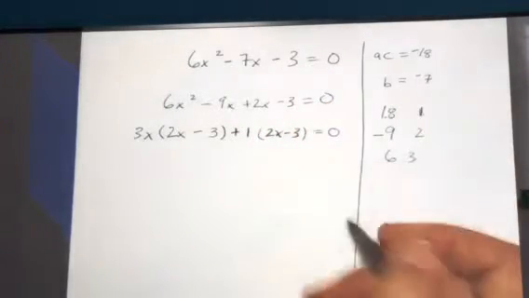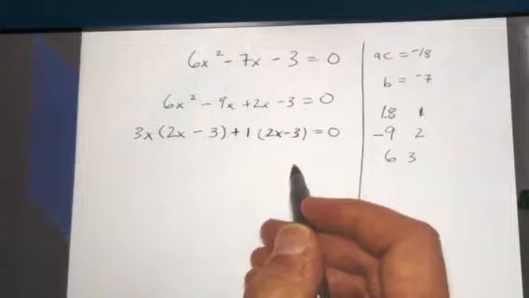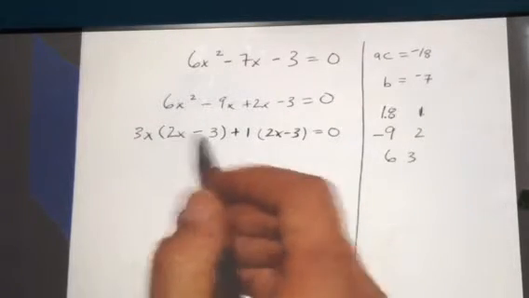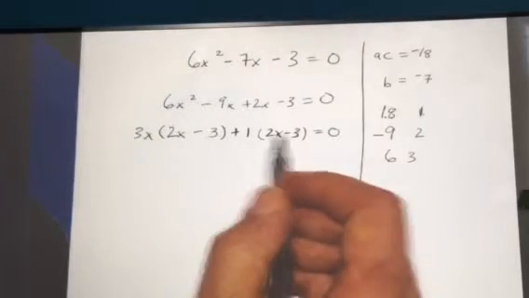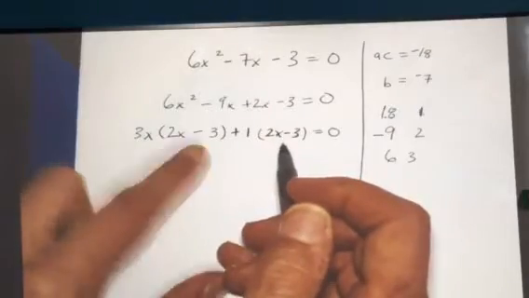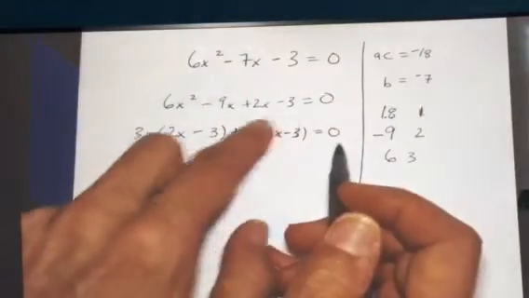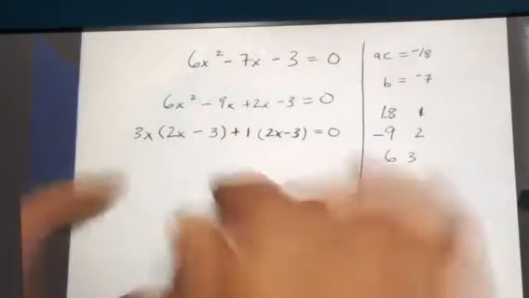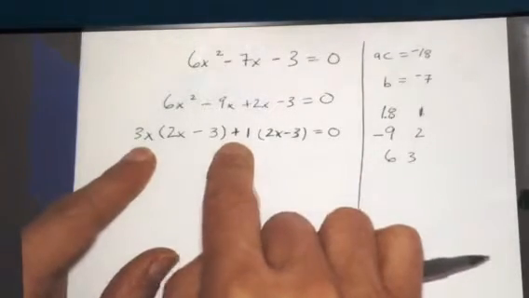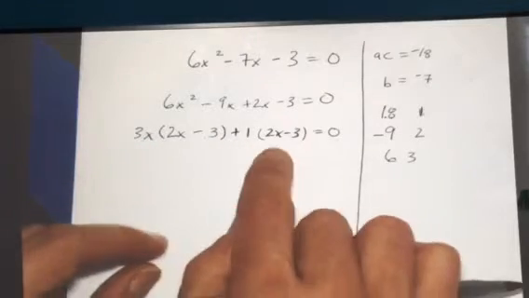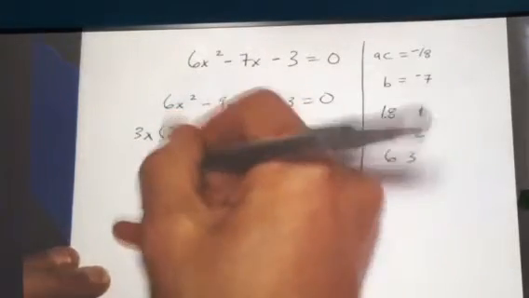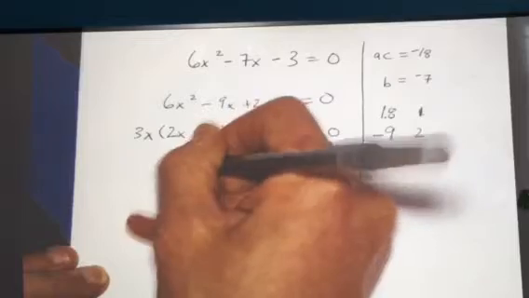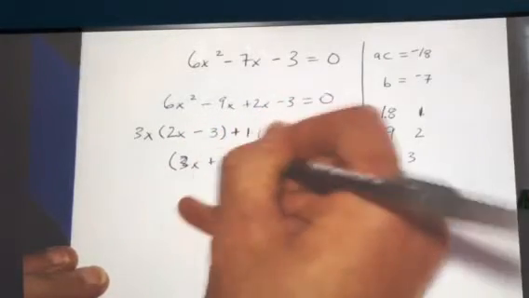If you're not sure that we did this correctly, you can pause the video and multiply and distribute in here, and you'll see that they're the same as this and this. So now we have our factors. One of our factors is on the outside. It's 3x plus 1. The other factor is on the inside. It's 2x minus 3.